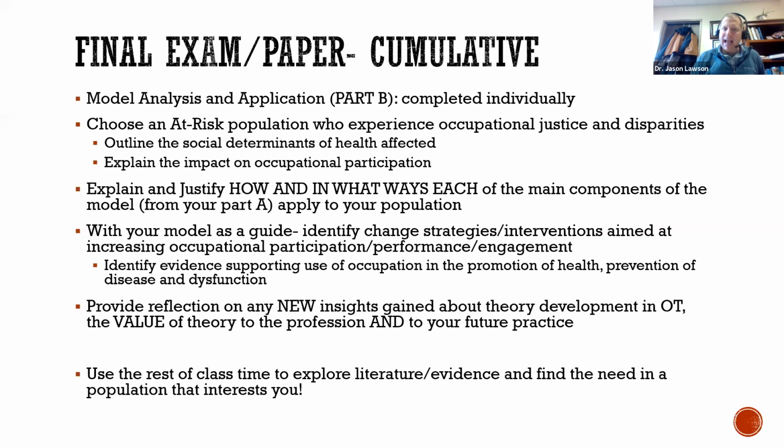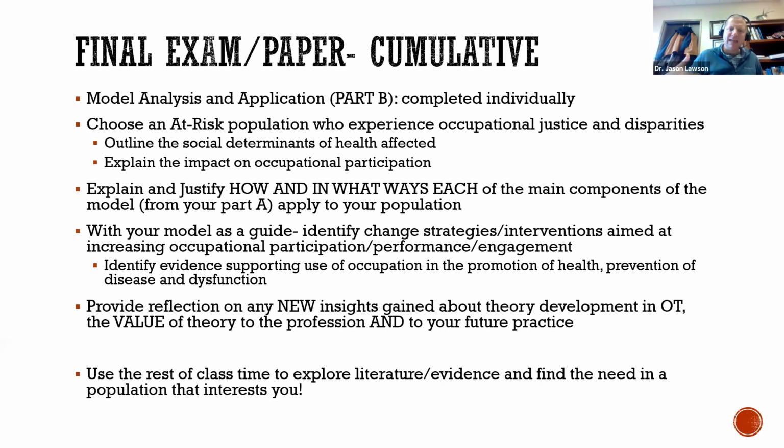Explain and justify how and in what ways each of the main components of your model, and you can use your model from part A, apply to your population. So if your model defined the person as sensory motor, cognitive, psychological, how are those components related to your population? How do children in foster care, if we're looking at them as a population, how is their psychological self affected? How is their sensory motor self affected?